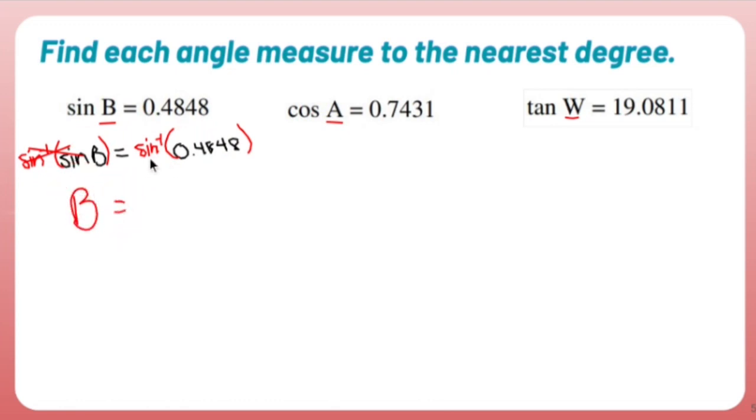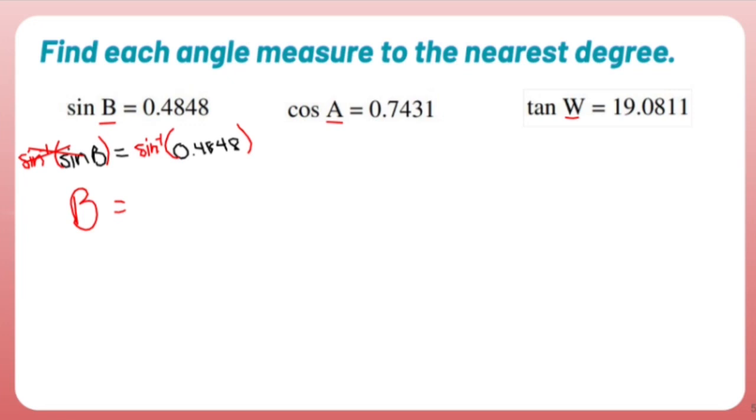The problem is I have to go to a calculator and find out what the inverse sine of 0.4848 is. So if you're using a TI-84 Plus, you're looking for that inverse sine button. If you're using Desmos, you have to hit functions and use that button. So I'm going to go off to the side here, use my Desmos, and I'm hitting the inverse sine of 0.4848.